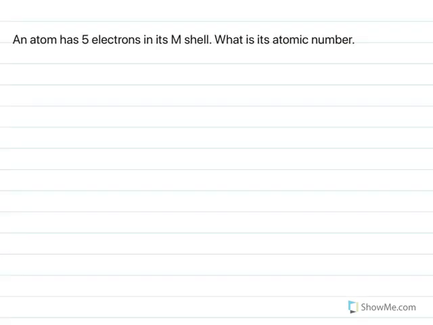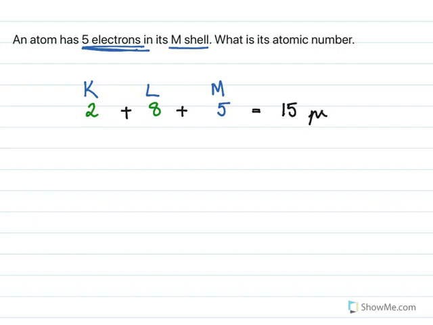An atom has 5 electrons in its M shell. What is its atomic number? So you have the K, L and M shell. And they said it's got 5 electrons in the M shell. So I put 5 here, which means the other shells are already filled. There's 8 and there must have been 2. So when you add up, the number of protons now is 15. So electrons will also be 15.